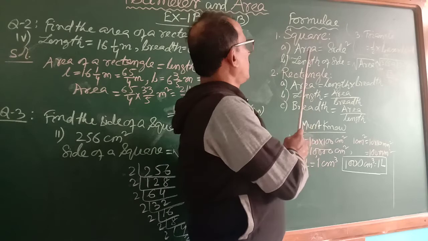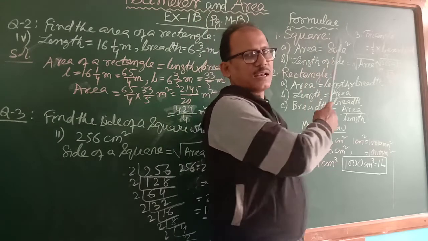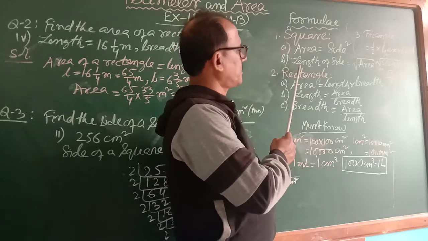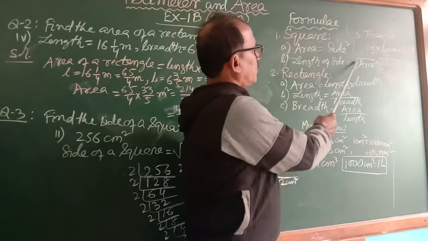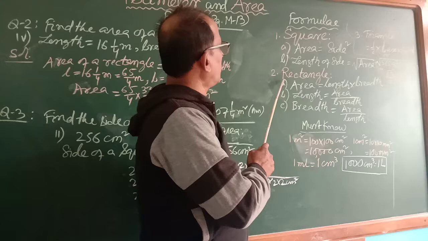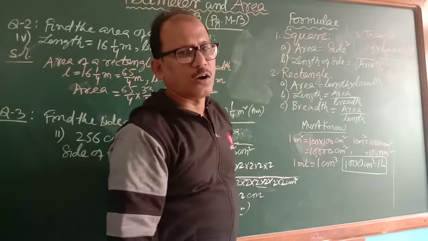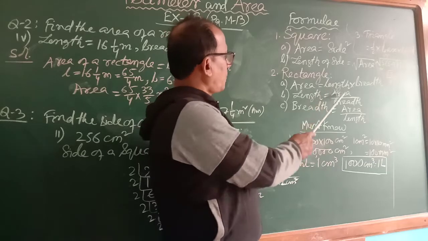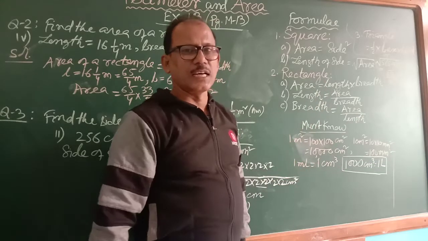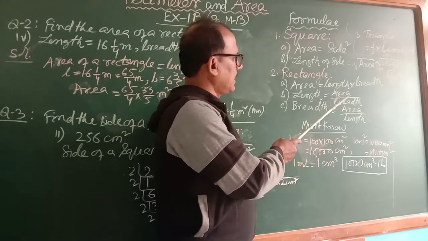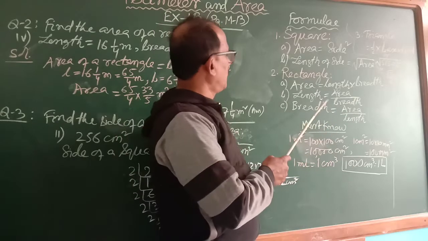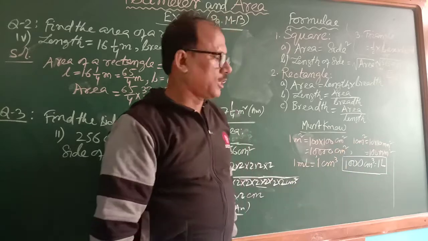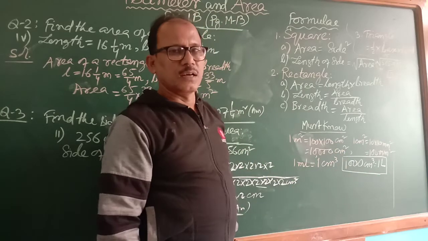So the area of a square will be side square, and conversely the side will be root over of area. Moving on to the rectangle area formula. Area of the rectangle is length into breadth. If you want to find out the length when the area is given, it will be area divided by breadth. The breadth, conversely, will be area divided by length. So you have got these things.